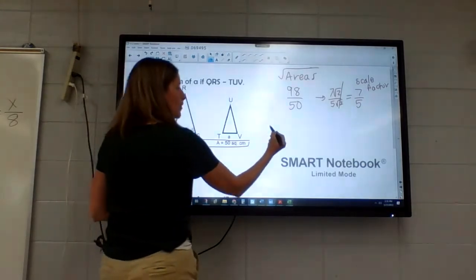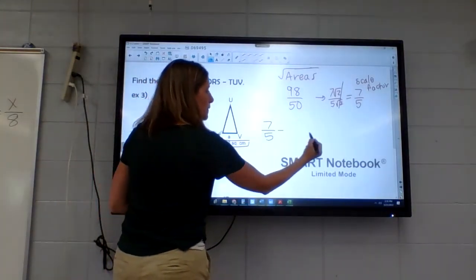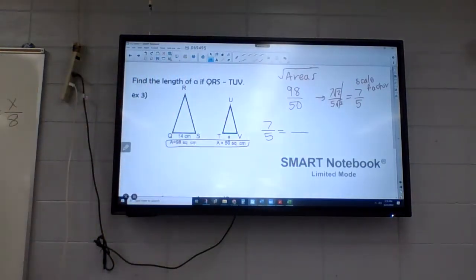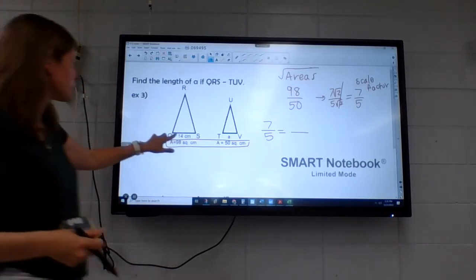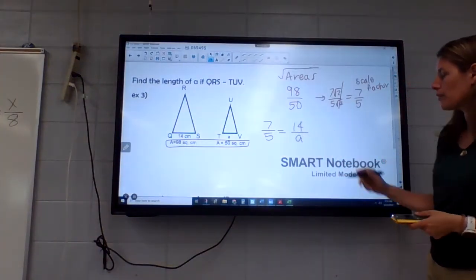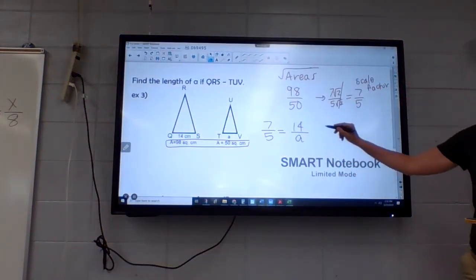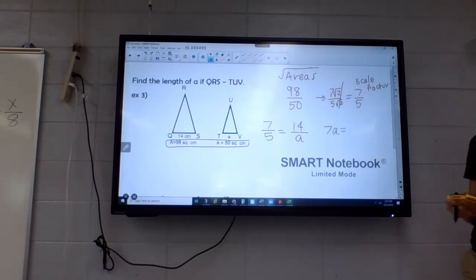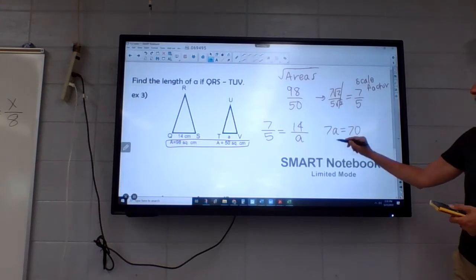So if I have 7 over 5, where's 14 going to go? Where's little a going to go? 14 would be on the top because 14 is the longer one. And little a is going to be on the bottom down here. So I get 7a equals 5 times 14. I get 70, so a ends up being 10.